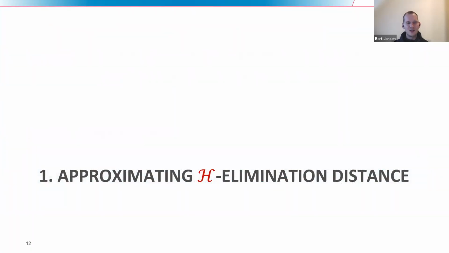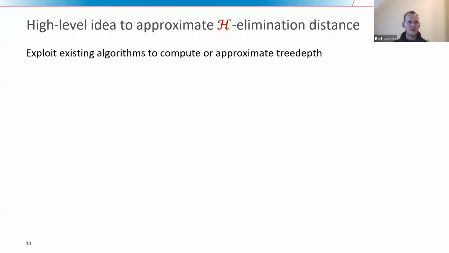Good. So in the remainder of my time, I want to give you, on the one hand, the outline of how we go about our two types of results, but also some details when it comes to bipartite graphs, because there's some nice combinatorics that pop up there. The first results we have are about approximating this H elimination distance, and let me start there. The high-level idea is as follows.